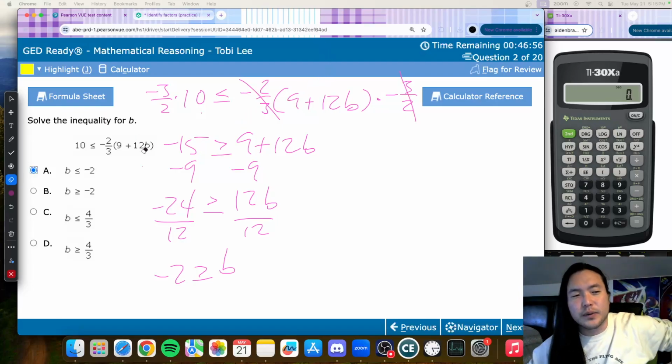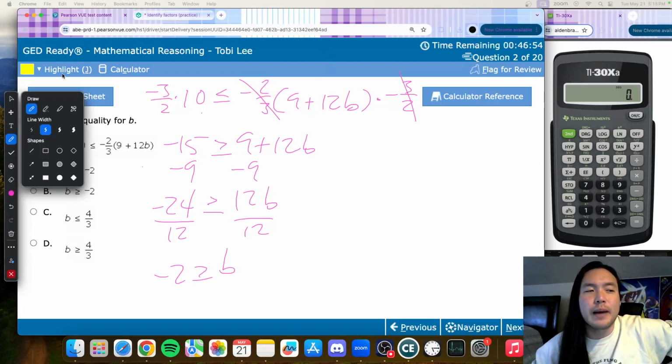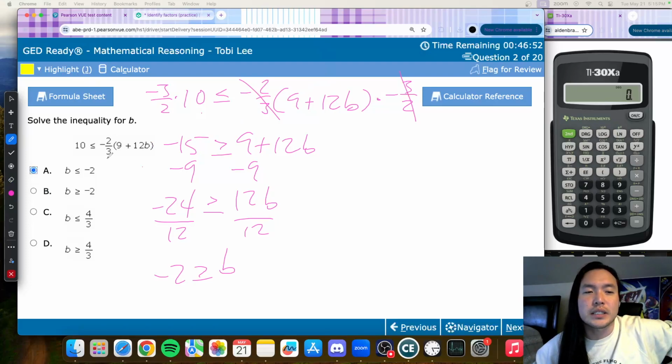If you have an inequality and you want to isolate the variable, you work backwards, right? So here I started by dividing both sides of the inequality by negative 2/3, or multiplying by negative 3/2. And again, the sign changes direction when you multiply or divide by a negative number. Very important to know. And then here, I subtract 9 on both sides. Almost there. I'm going to divide both sides by 12 to get B by itself, right?